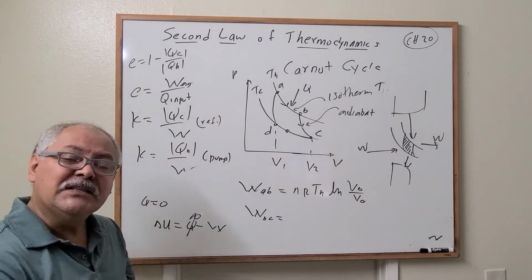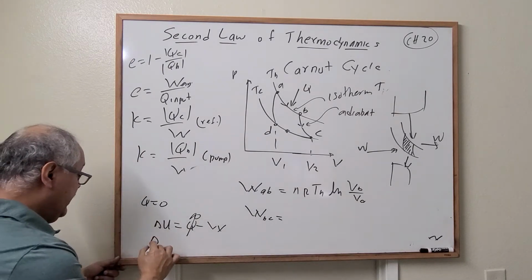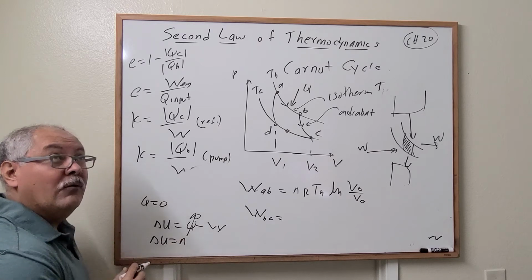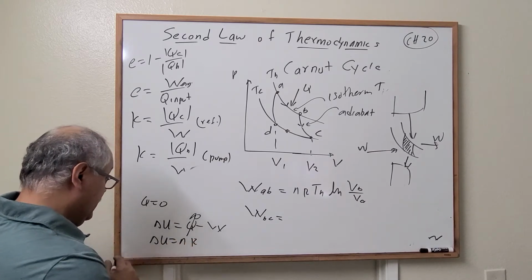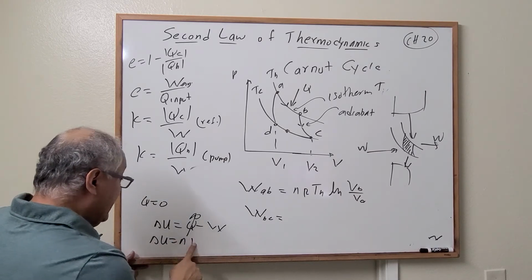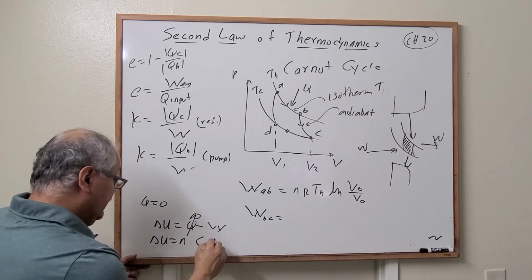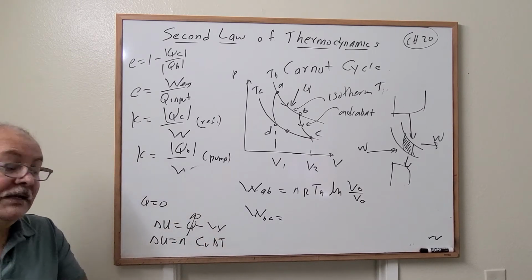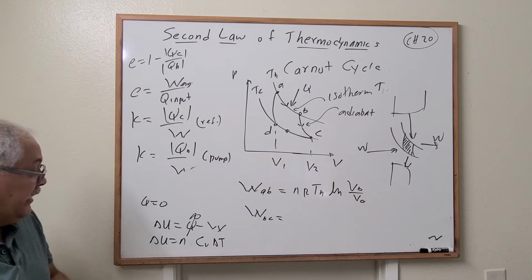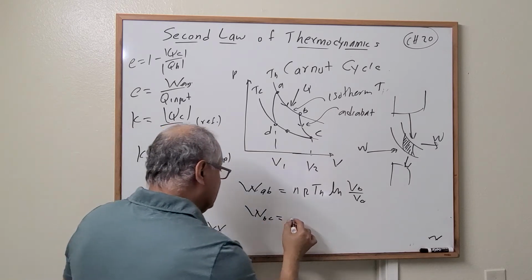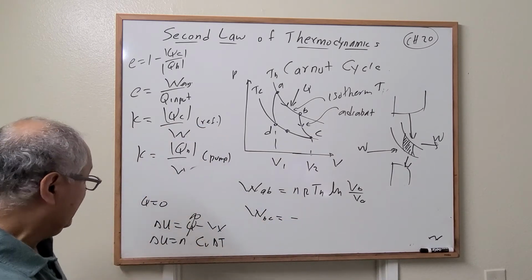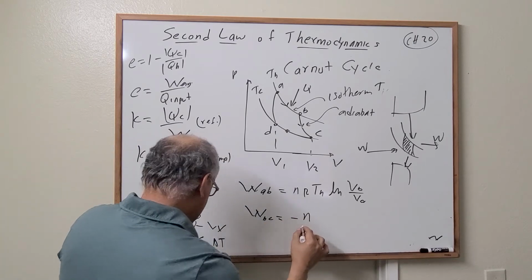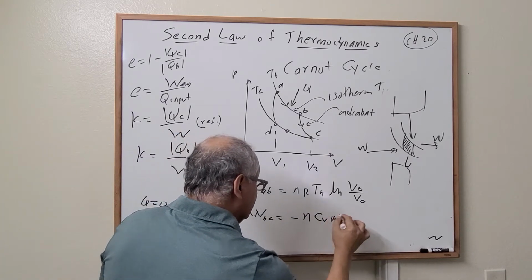But how do we define internal energy? Remember, internal energy is equal to n... nR? No, n Cv delta T, right? That's going to be the internal energy. So in this case, what do we have? It's equal to negative, right here, n Cv delta T.